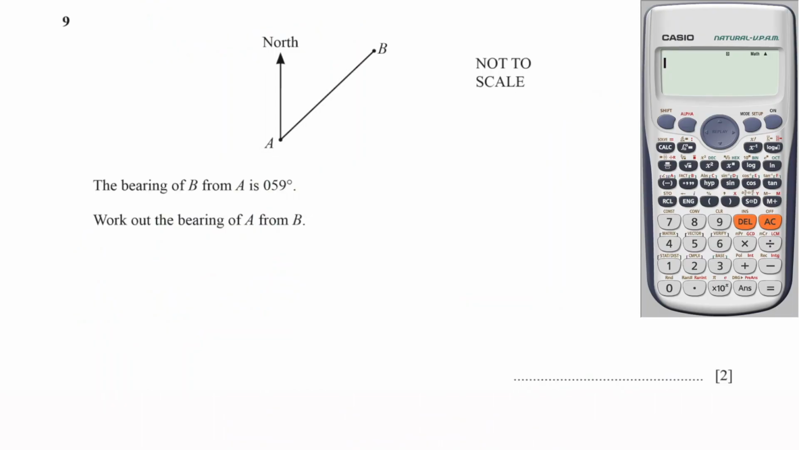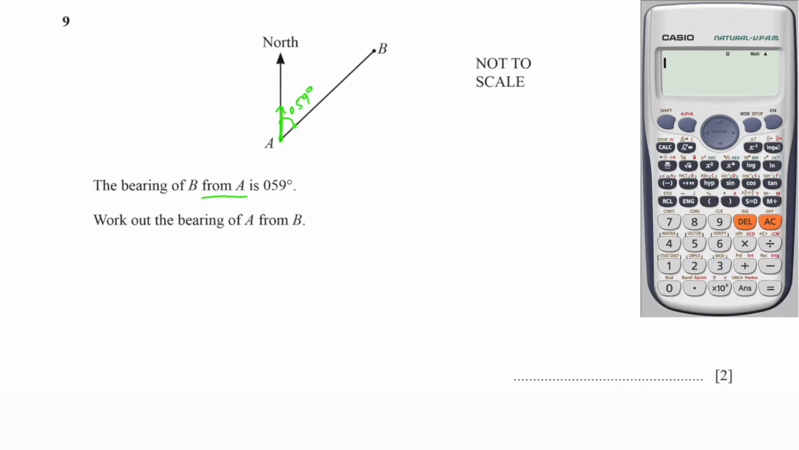Question number 9. The bearing of B from A is 059. Work out the bearing of A from B. So you have to focus on these things. Bearing of B from A. From A means this is A, right? From north, we have to rotate clockwise by a degree. From A to B it is reaching. This is B. So the angle between this is 059. We usually write bearings in 3 digits. We don't write 59. That's why we have to write 059 instead of 59. So the bearing of B from A is 059 degrees.